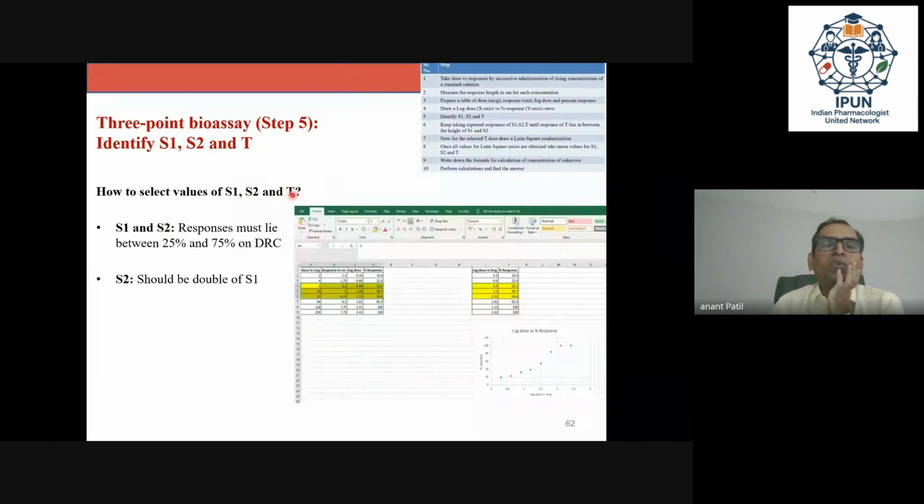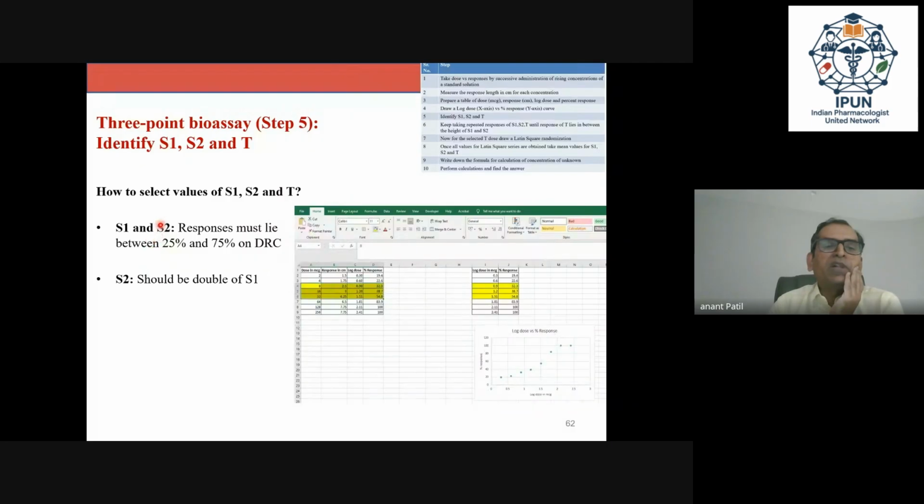How to select S1, S2, and T? Because this is what is important in a 3-point bioassay. So I told you that S1 and S2 should lie in the middle part. Now, the middle part is nothing but 25% and 75%. So somewhere here, it should lie. And S2 should be double that of S1.